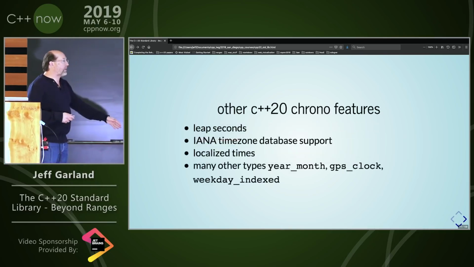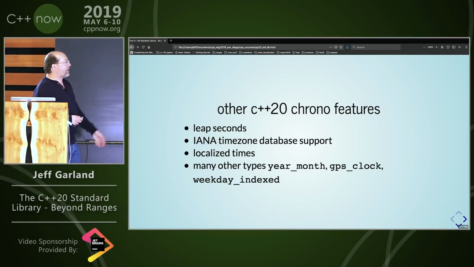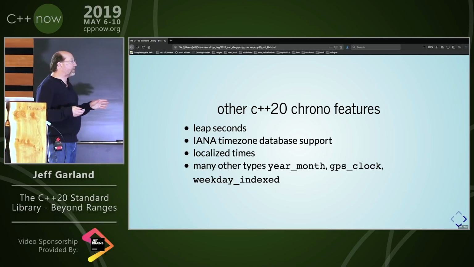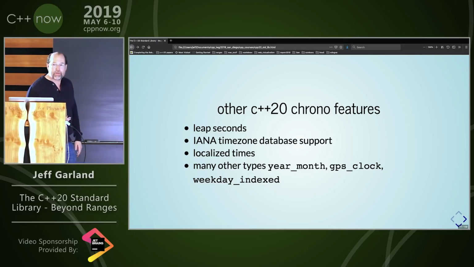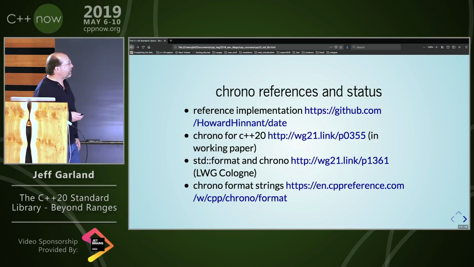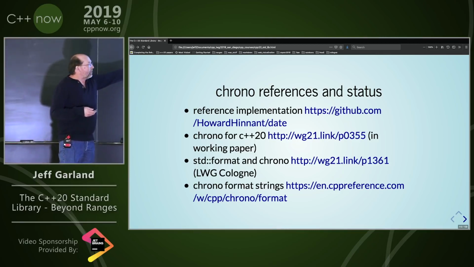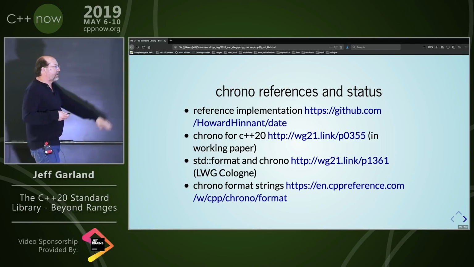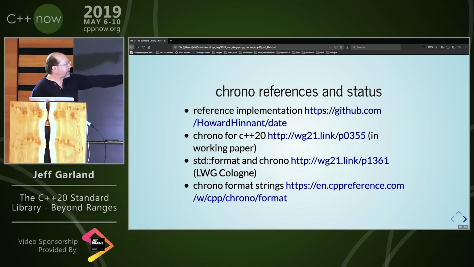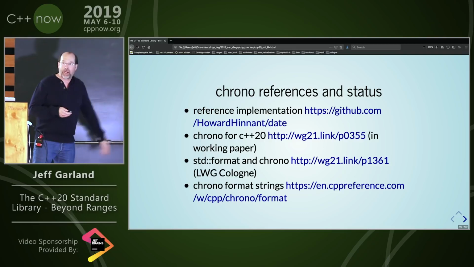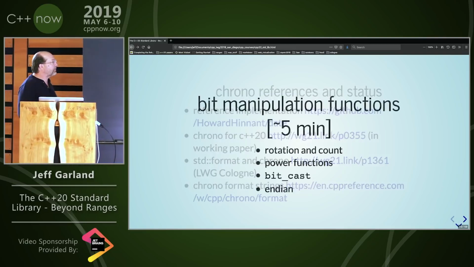Okay, there's a ton of other features in Chrono. It's really a talk by itself. Leap seconds, time zone database support, localized times, GPS clocks. Go look at it. It's fabulous. It's the library we've needed for 10 years at least. Okay, so references. It's in the working paper except for the format part. So, give love to your LWG members to get all this stuff in. But look at CPP-Ref. It has a pretty good breakdown of the format strings that Chrono supports.